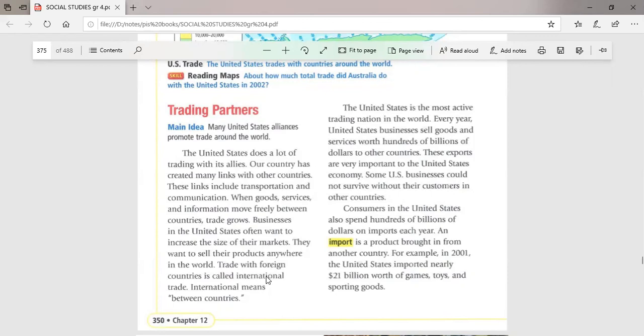And trade with foreign countries is called international trade. So now when America trades with China, with India, with Mexico, with Canada, with Egypt, with other countries, this is called international trade. It means that they trade with other countries. This is the international trade.